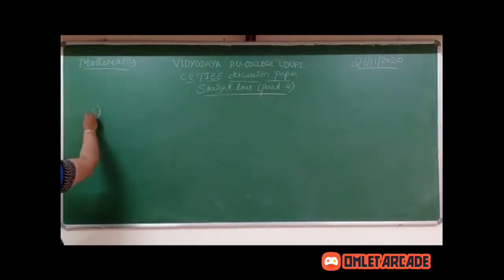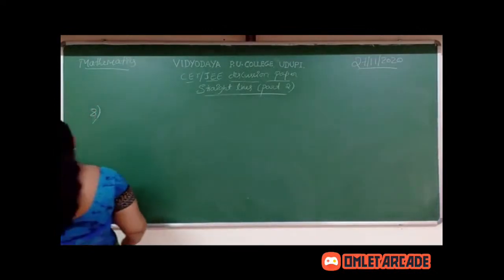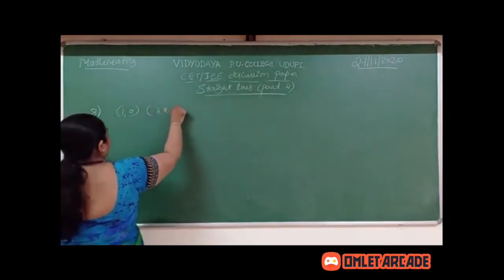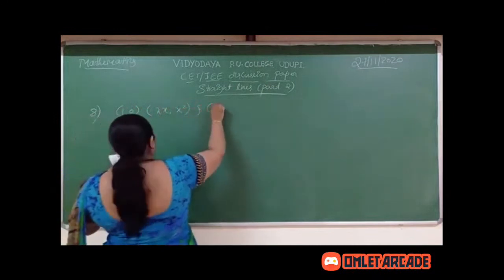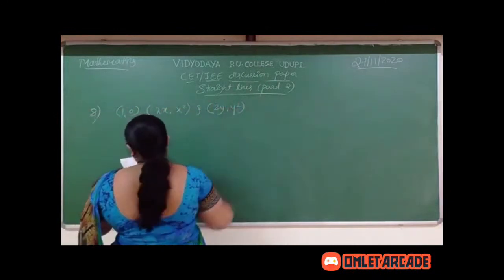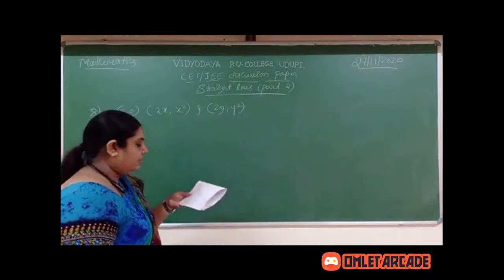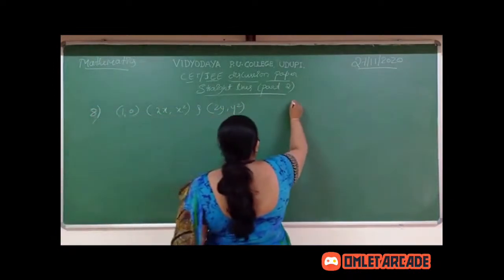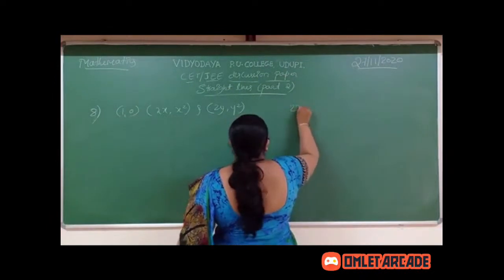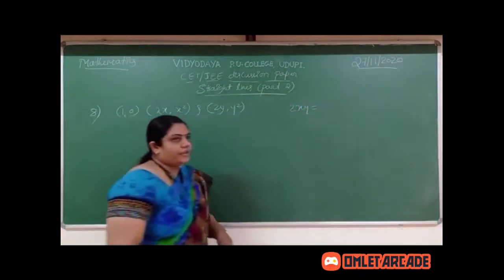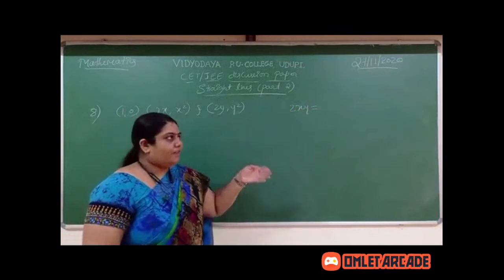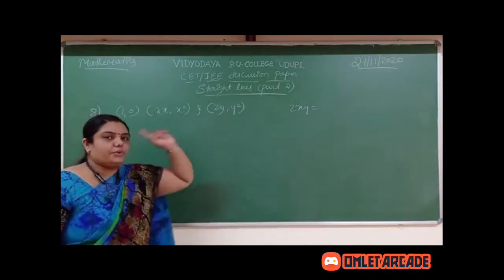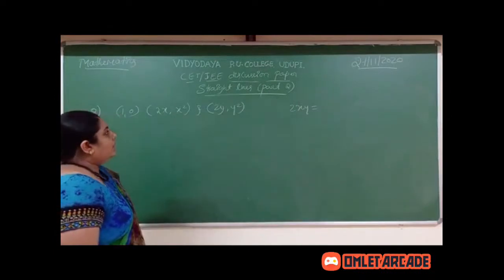Next, 8th question. We'll see the 8th one. The points given are (1, 0), (2x, x square) and (2y, y square), and it is also given that x is not equal to y. They are saying these points are collinear if and only if 2xy is equal to. I have to complete the statement. I have to complete the condition here.